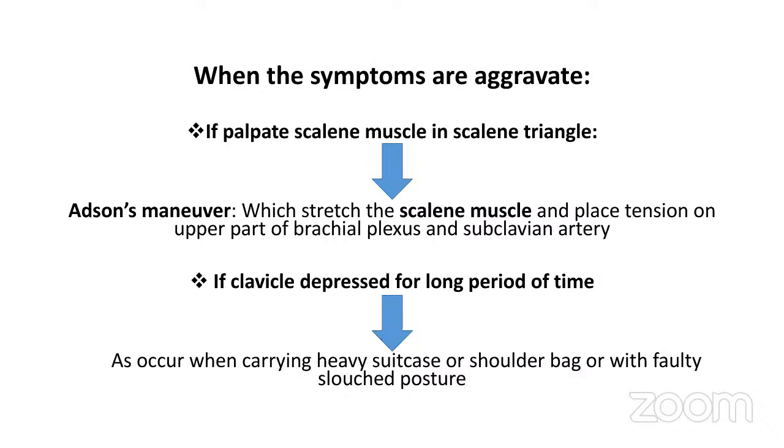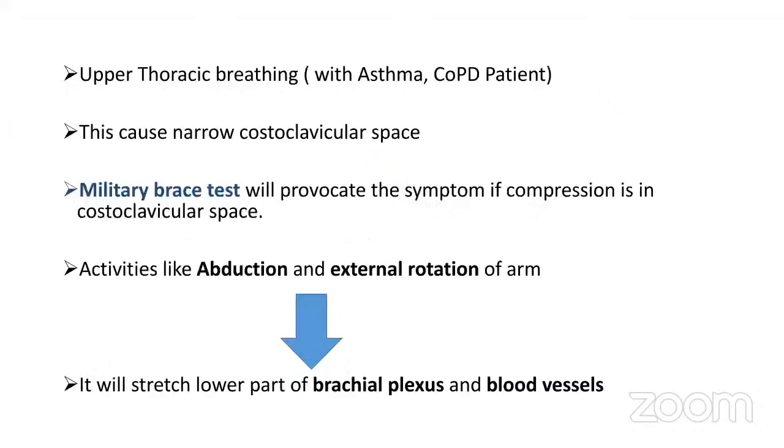Okay, then it is also with faulty slouch posture. What happens in faulty slouch posture? In faulty slouch posture, there is a rounded shoulder, then there is an anterior tipping of scapula and forward head. Due to this, the costoclavicular space and the thoracic outlet space are reduced.